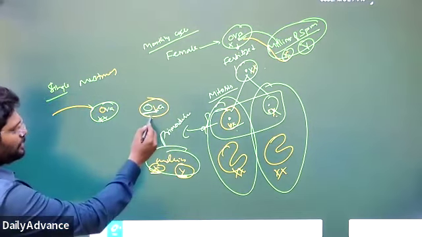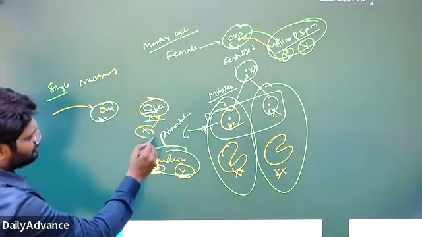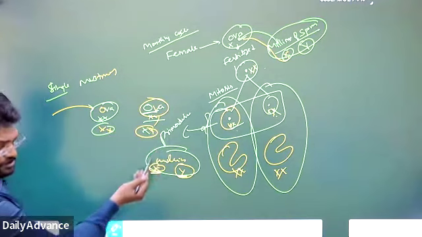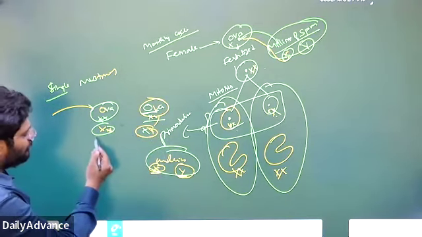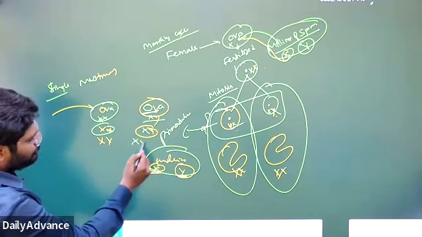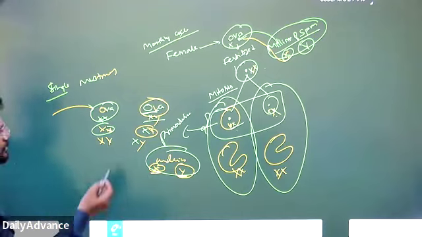If it is fertilized with Y, it becomes a boy. If it is fertilized with X, it becomes XX. That means both are girls. If it is Y, one is a girl and another is a boy. If both are fertilized with Y, then both are boys. Understand? In dizygotic twins, both could be female, both male, or one male and one female. Any combination could happen.